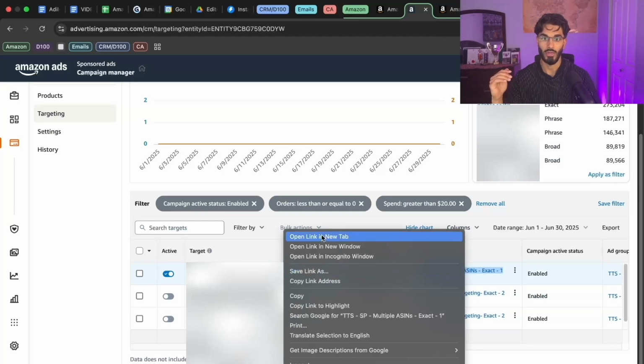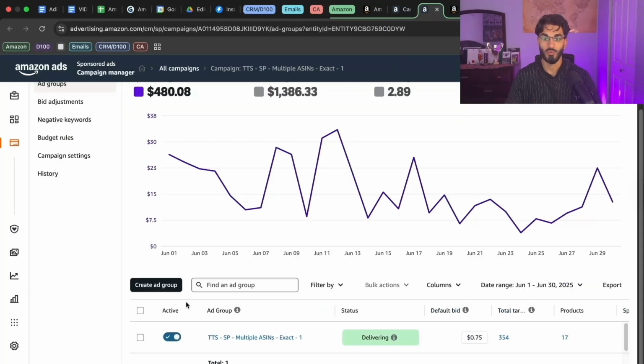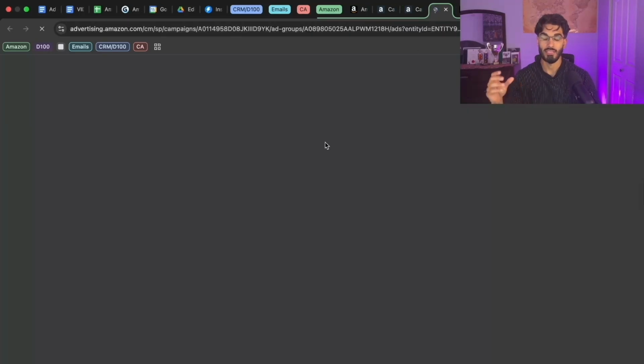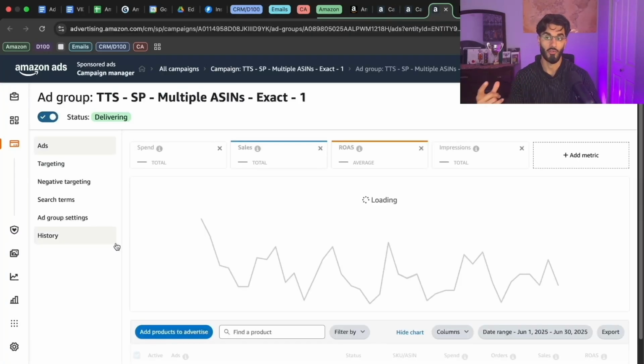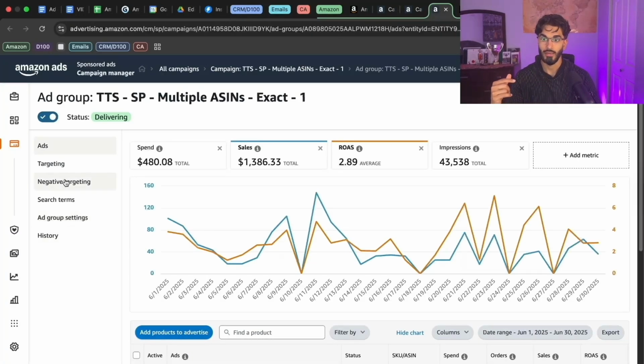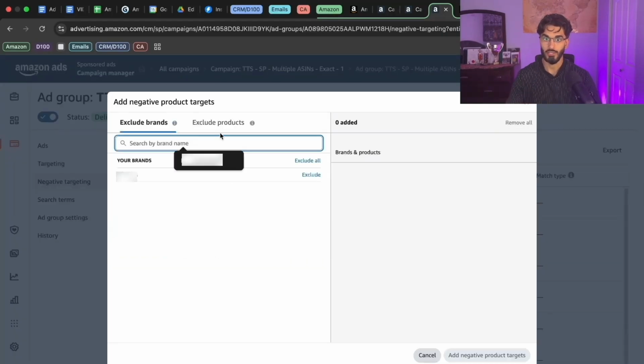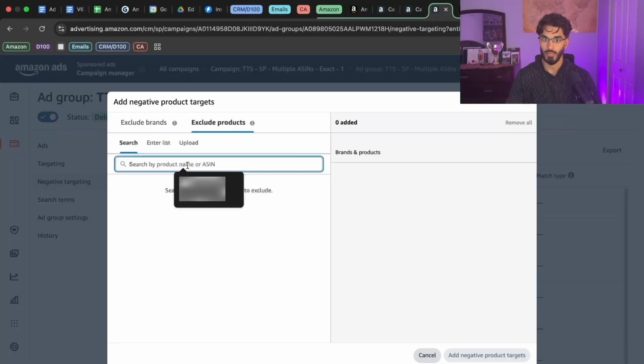So we're going to hit open link in new tab. Once I'm here, I actually want to go into the ad group again, because if you're targeting an ASIN, you have to go to the actual ad group level, not the budget level. So we're going to hit this and we're going to negate this exact ASIN because it's not converting well for our product. So you want to go into here, negative targeting, add negative product targeting, and we're going to enter in exclude products, and we're going to enter in this ASIN right there, and boom.